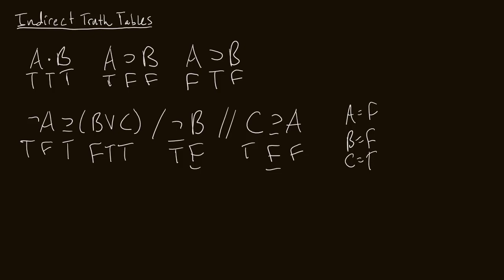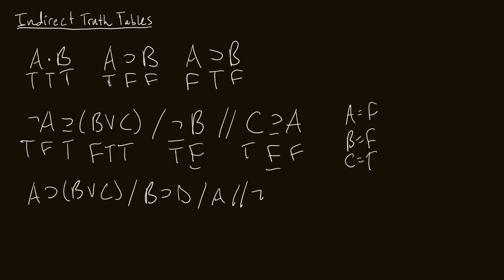Now we have two more examples, and you want to stick around for both of them because they're going to highlight some important cases that we might run into. Okay, so our next premise is A then B or C. Our next premise is B then D. Our next premise will be A. And then our conclusion will be not C then D.